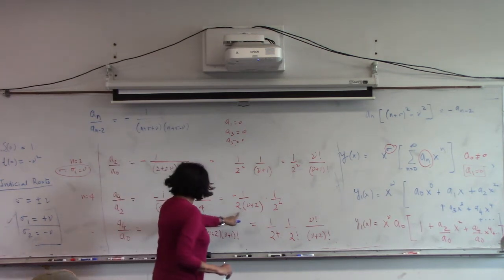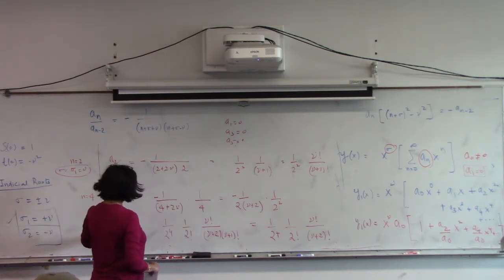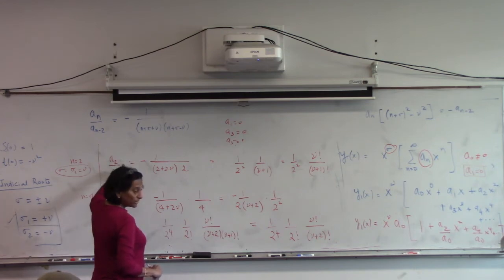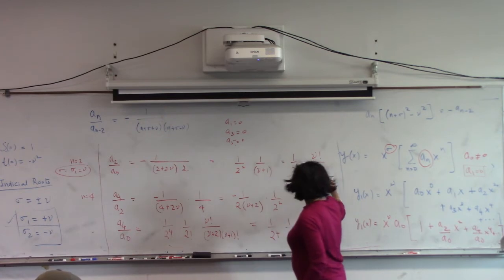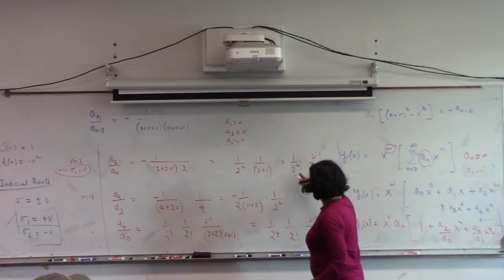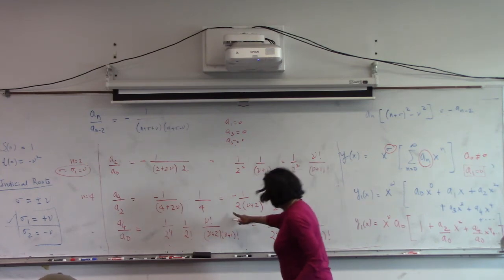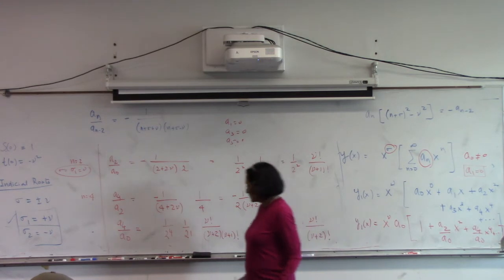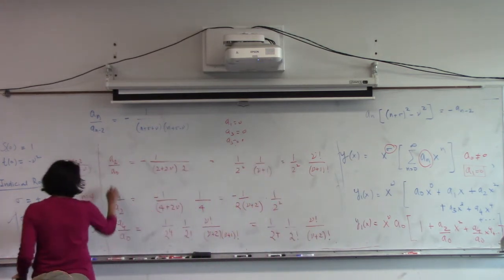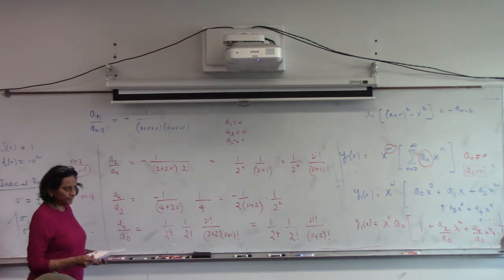This is coming from A4 over A2. To get A4 over A0, I have to multiply by A2 over A0, right? So I get all these things. Whatever I had previously, the 2 squared here, 2 to the power 4, and I had a 2 here, so I combined all of them, okay? So all I'm doing is using these two to get that expression, clear?